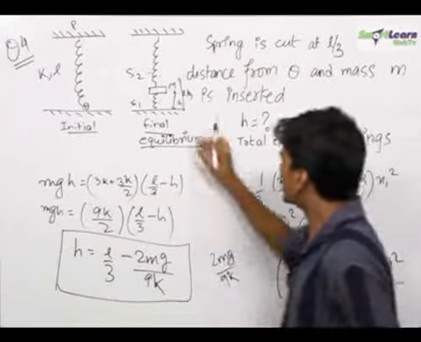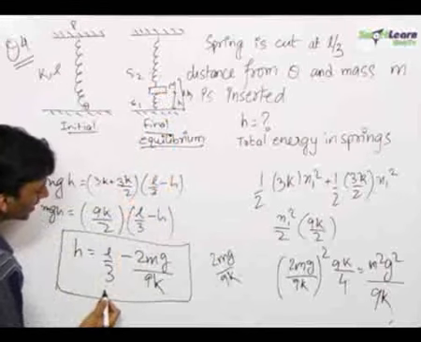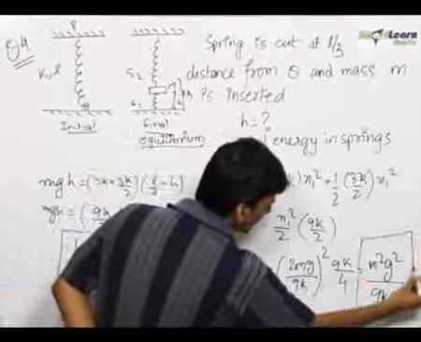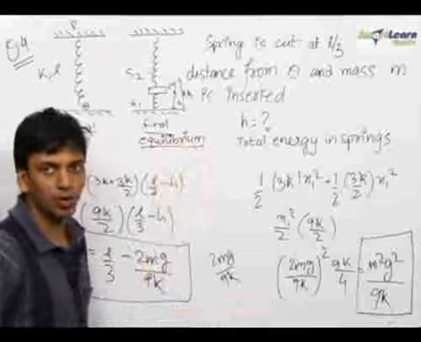So the final answer for the equilibrium height from the ground is L by 3 minus 2mg upon 9K, and the total energy stored in the two springs at equilibrium is equal to m square g square upon 9K.